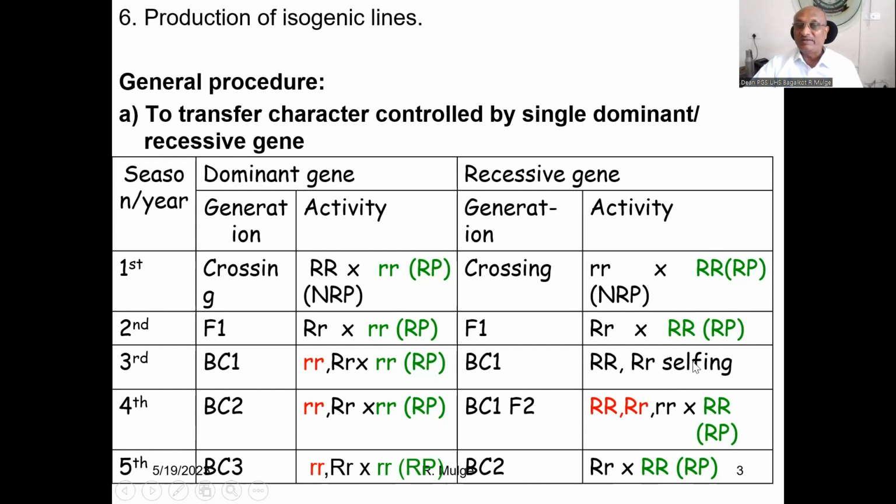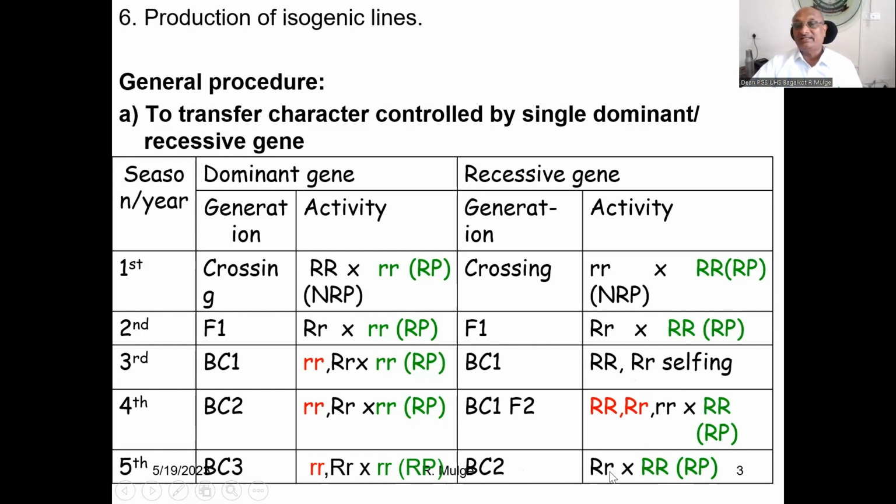Now once you self this, what will happen? This will produce only this type of plants, so that is rejected. And from this plant, you will get all three types of genotypes. These two phenotypes are susceptible to disease. Only this is resistant to disease. You have to retain this plant and reject these plants. So these selected plants will be backcrossed. Now you are going for the BC2, the second time backcrossing.